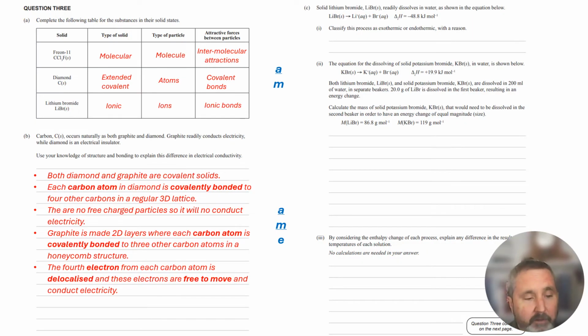If we can just identify that the graphite has free electrons, that's an achieved point. If you can identify that it's the electrons that are going to make it conduct, that's an achieved point. If you link that there are electrons in graphite and these are used to conduct electricity, that's a merit. If you can explain both of these points as I've written down here, that's excellence.